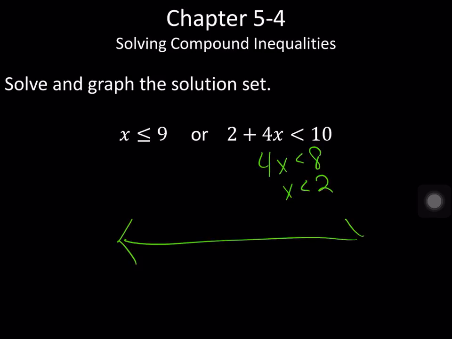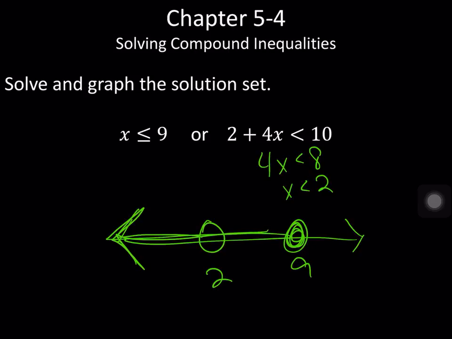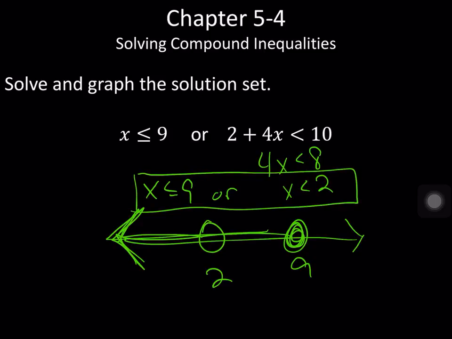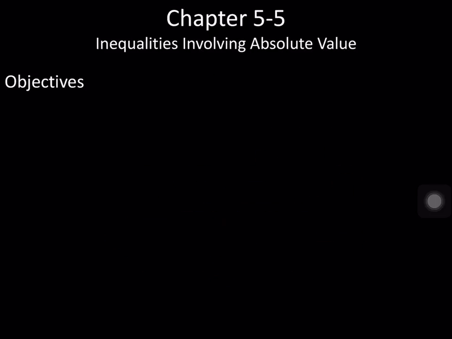Number line, here's 2, here's 9. Okay, so less than or equal to is going to go here and to the left. Less than 2 is here and to the left. And so again, it really looks like just the one inequality gave us everything we were looking at. But for now, we're okay identifying this entire solution as our answer. Okay.